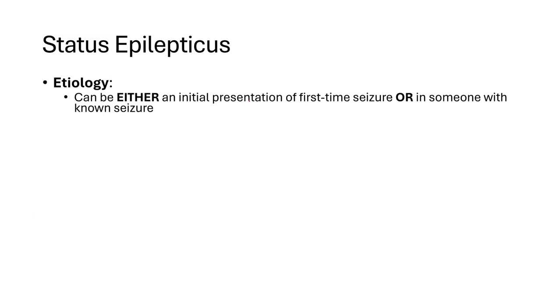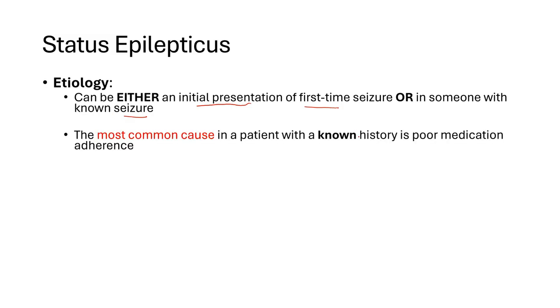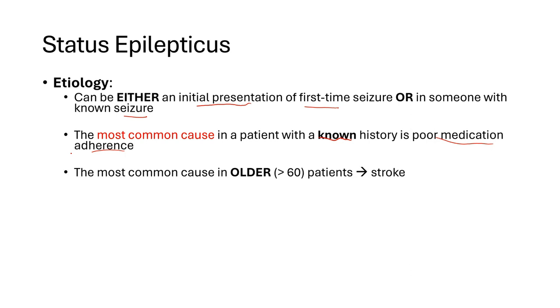Now, SE can either be an initial presentation, aka a first-time seizure, or it can be in someone with known seizures who's on anti-epileptics or has a history of epilepsy. Now, the most common cause in a patient with a known history is poor medication adherence: an individual who fails to take their medications appropriately or fails to refill their medications. We can also see another common cause, typically in older individuals above the age of 60, as stroke is one of the most common causes of new onset seizures in older individuals.